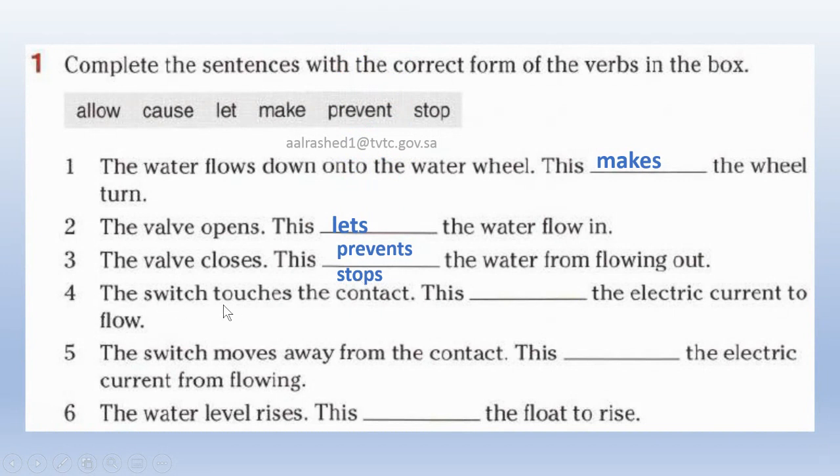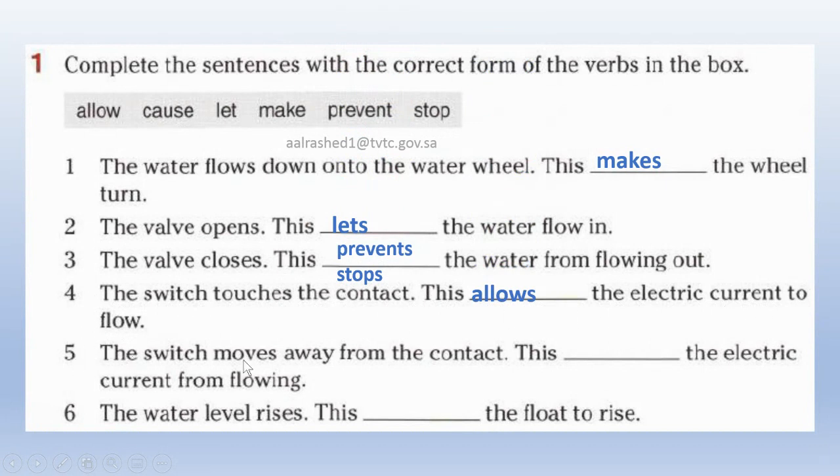Number 4. The switch touches the contact, this the electrical current to flow. I need a verb that requires to. So allows. Here the meaning is to give something permission to do something. Touching the contact gives the permission for the electric current to flow. I used allows because I have to here.